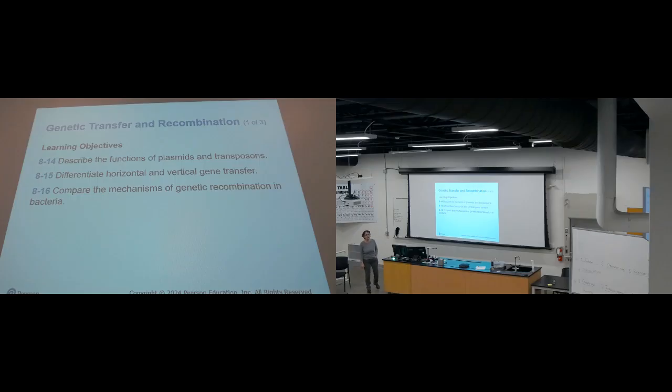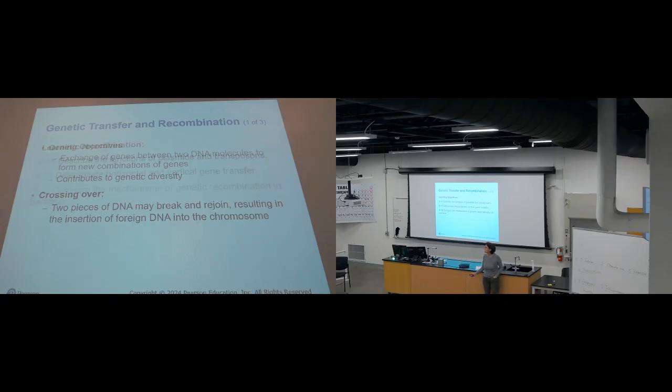Okay, now we're going to look into plasmids and transposons, and we're going to see the difference between horizontal and vertical transfer, and we're going to look at the methods for genetic recombination in bacteria. So genetic recombination itself is basically making a hybrid. You have exchange of genes between two DNA molecules, and then you have a new combination, and generally speaking, that produces genetic diversity.